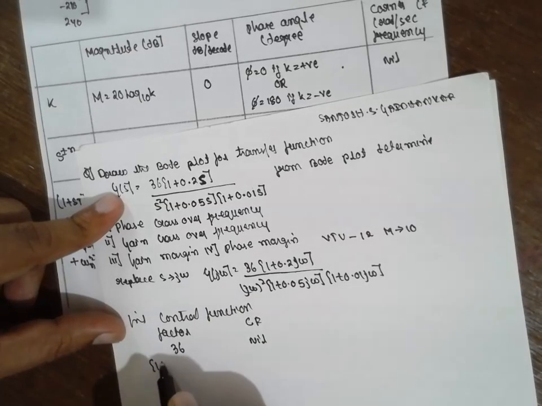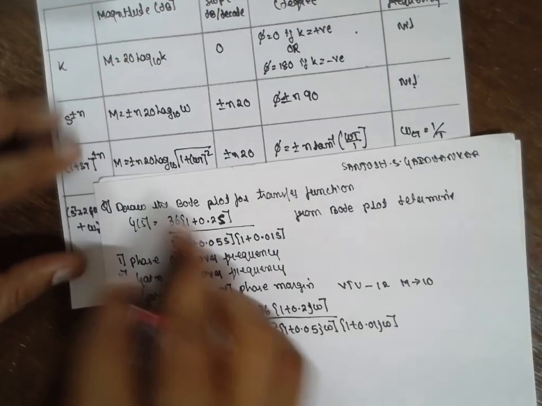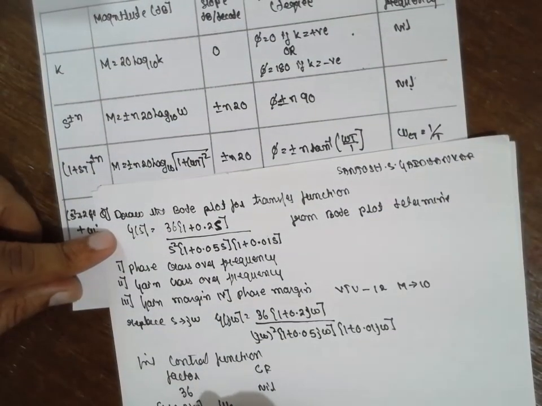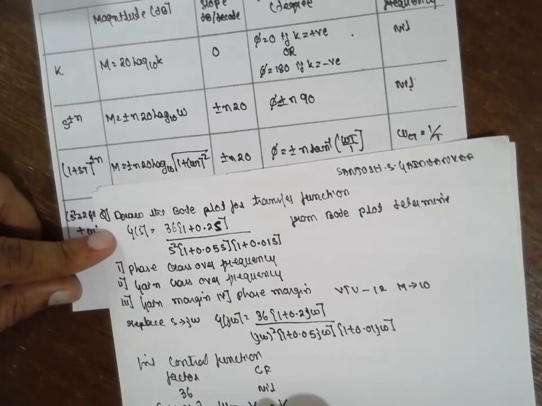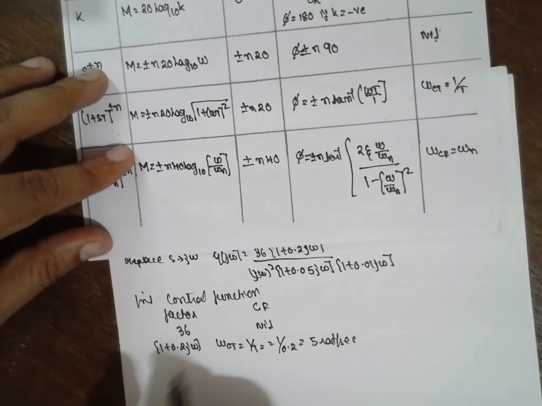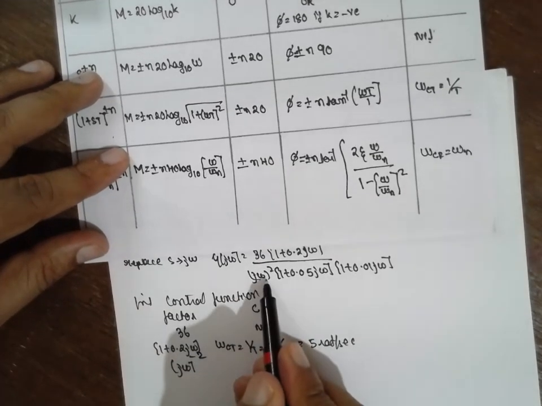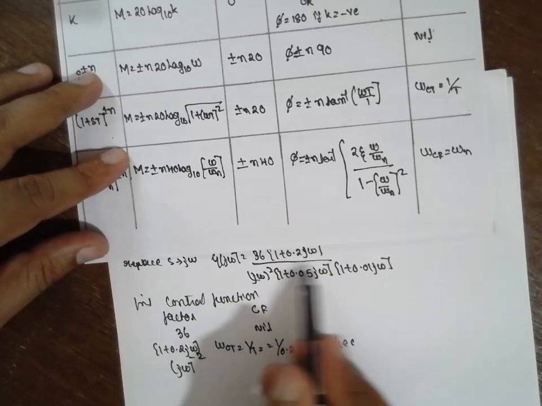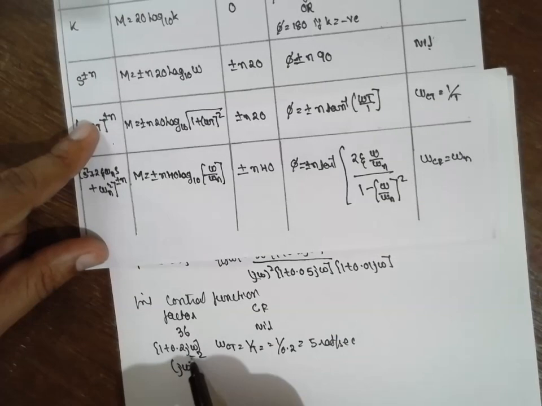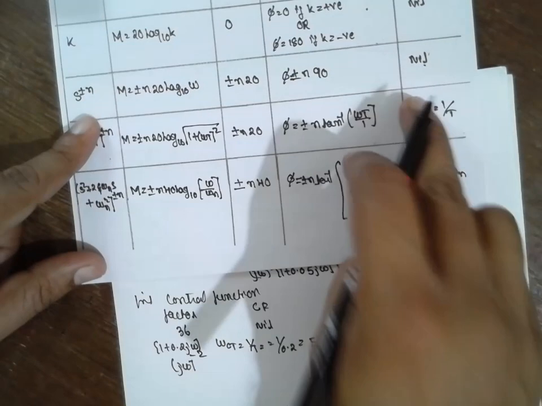Next, for this term, 1 plus 0.2 j omega, you have to write this value. Omega c is nothing but 1 by T. T is 0.2, so 1 divided by 0.2 is 5 radian per second. Next, I write (j omega) raised to minus 2, because it is at the bottom. Because of the square, I write minus 2 here, whereas in normal cases it is minus 1. For this one, the corner frequency is nil as per the procedure.